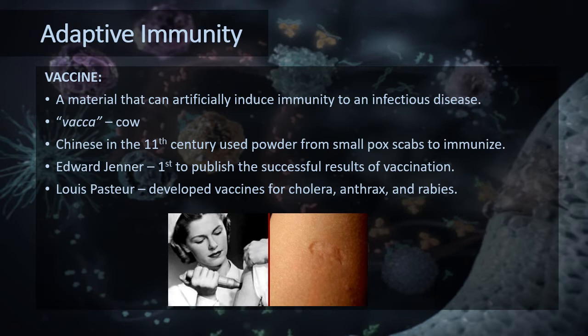The Chinese, also in the 11th century, used powder from smallpox scabs to immunize a person through skin application or inhalation. And Louis Pasteur developed vaccines for cholera, anthrax, and rabies, and he was the first one who used the terms vaccination and vaccine.